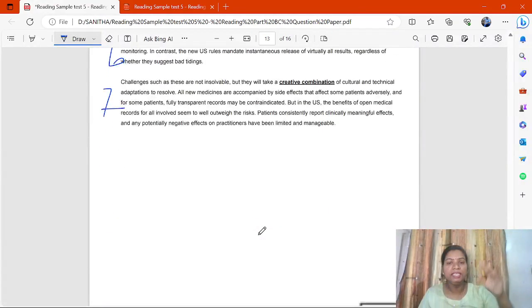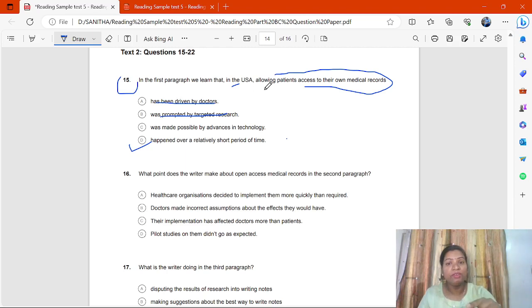Then what is the question? Allowing patient access to their own medical records. That is the question. This is the information we have to find out. Only then does this option match with this keyword.